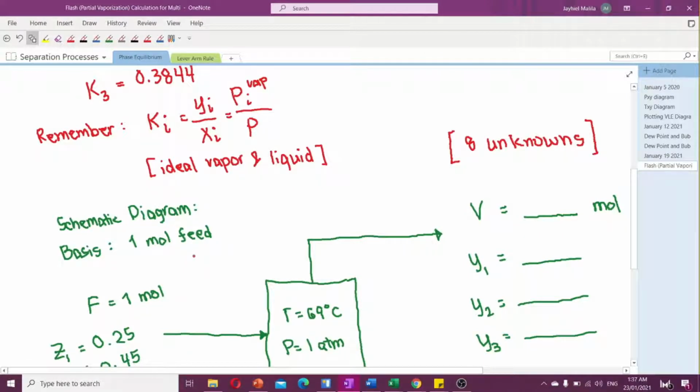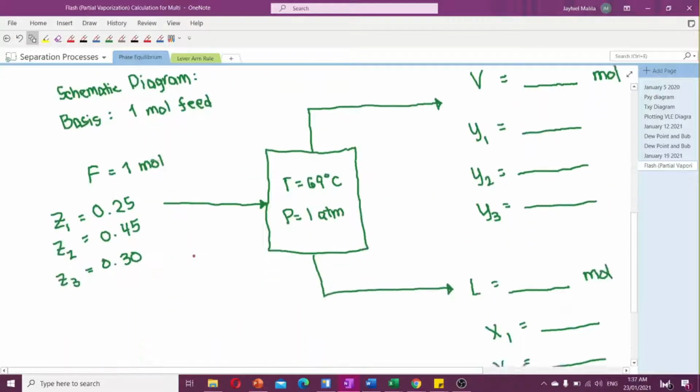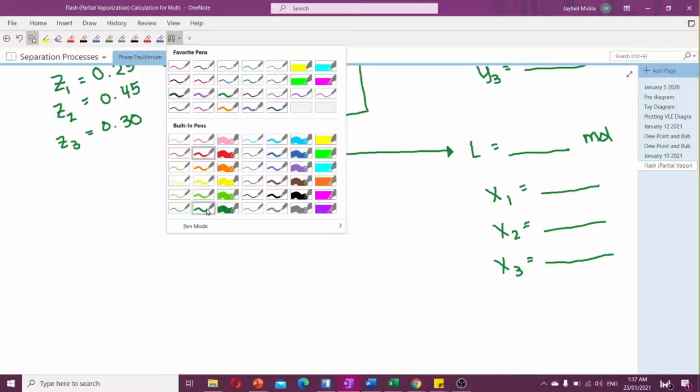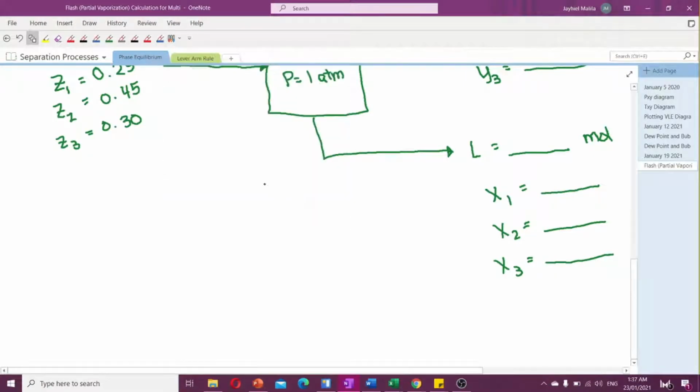We can start with a lot of equations. Of course, it's somehow a pattern for chemical engineering students to start with an overall mole balance for the entire system. So let's start with that one.